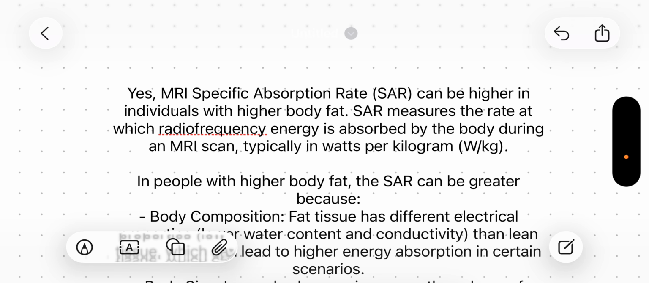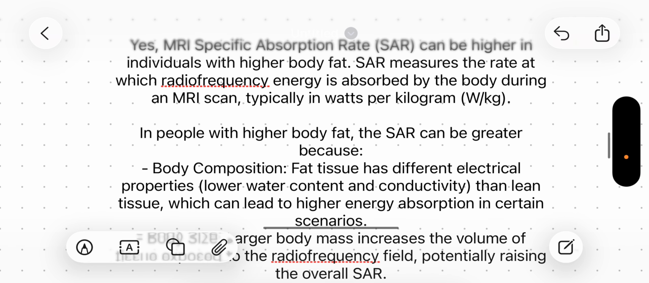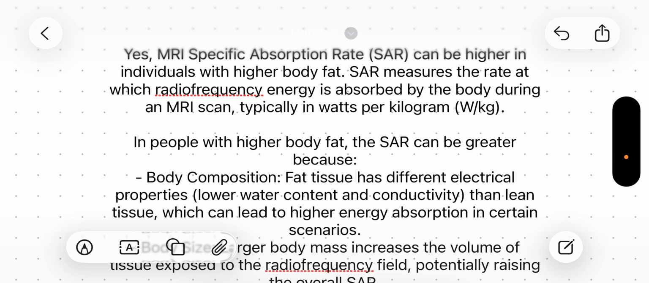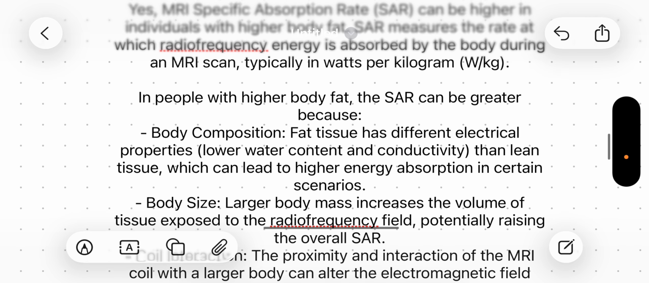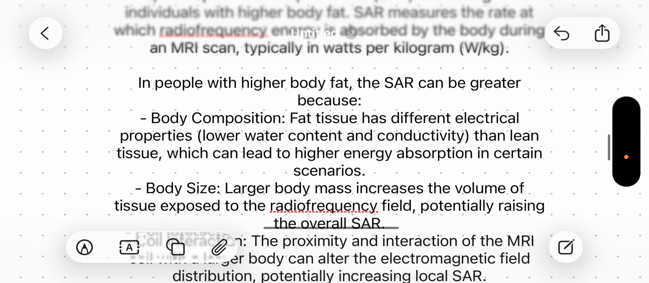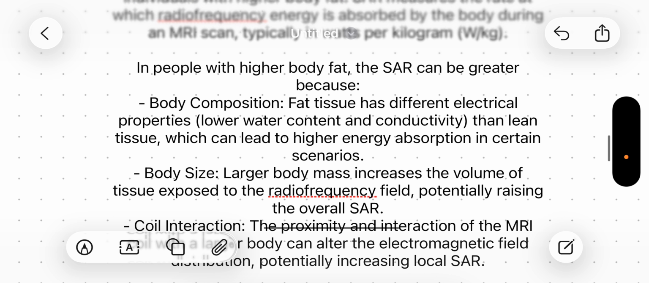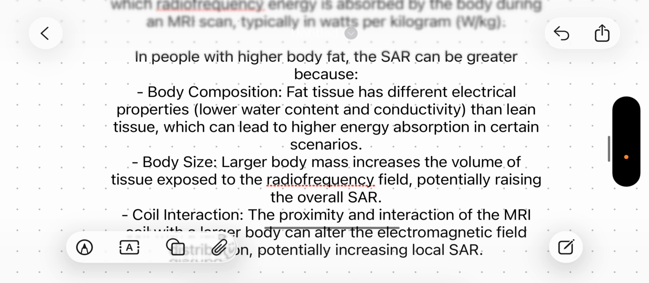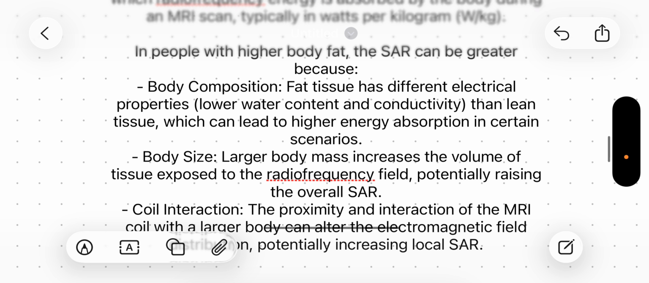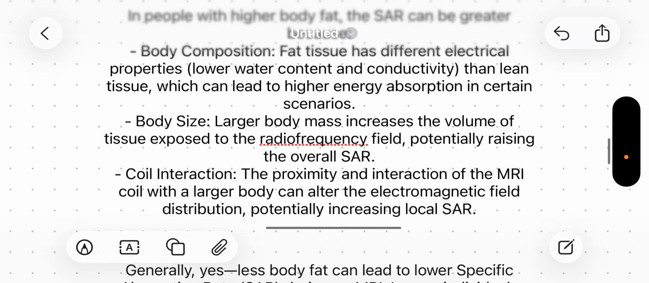So yes, MRI specific absorption rate, commonly known as SAR, can be higher in individuals with higher body fat. SAR measures the rate at which radio frequency energy is absorbed by the body during an MRI scan, typically in watts per kilogram. In people with higher body fat, the SAR can be greater because of body composition, right? Fat tissue has different electrical properties, lower water content and conductivity than lean tissue, which can lead to higher energy absorption in certain scenarios.